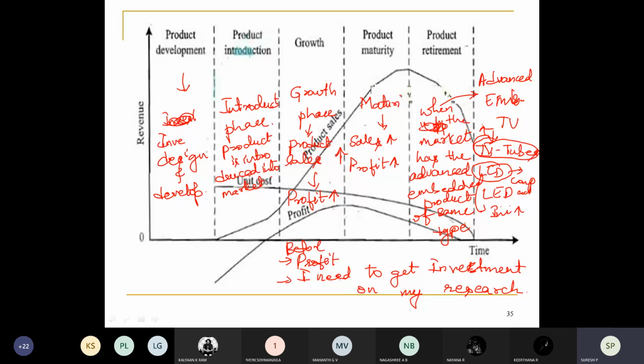So anybody having any doubt with respect to the product life cycle? Anybody having any doubt with respect to the product life cycle? No. Okay.